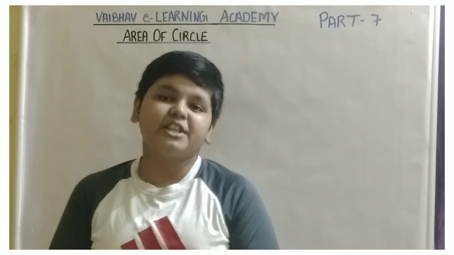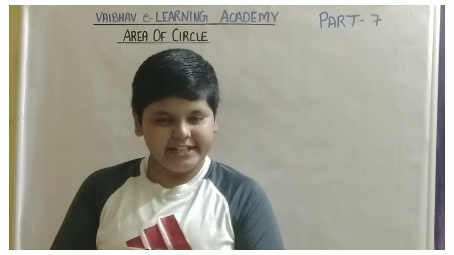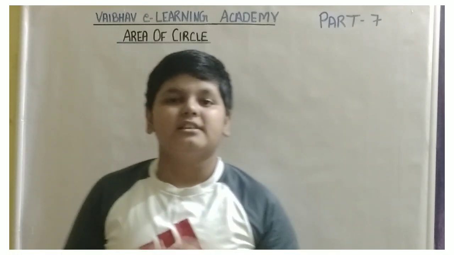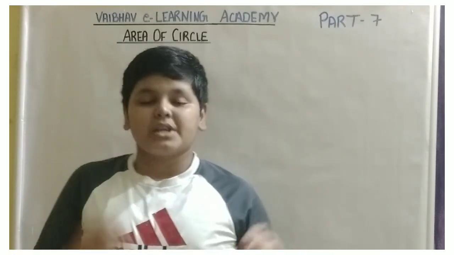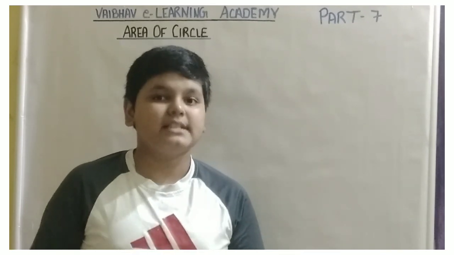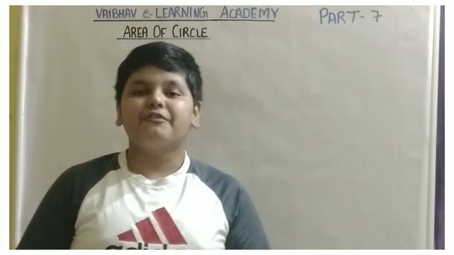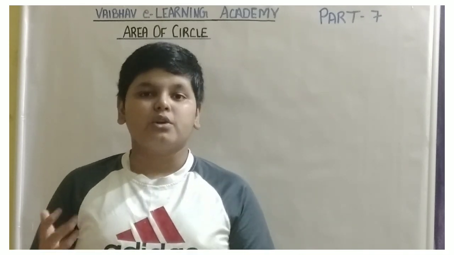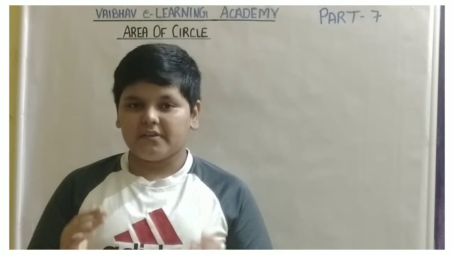Today we are going to continue our topic perimeter and area. Today we are going to learn about area of circle. This is our part number 7. In the previous video we have learned about the circumference of the circle, that is perimeter of circle, how to find out the perimeter of the circle. That was our previous video topic. Today we are going to learn about area of circle.